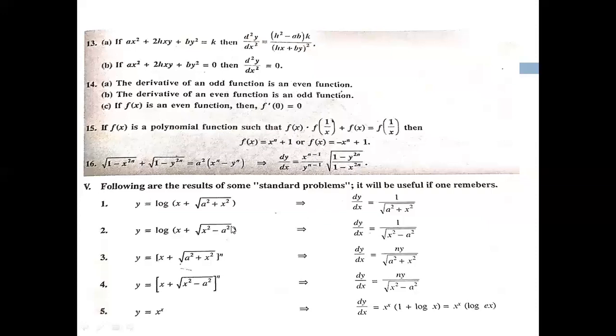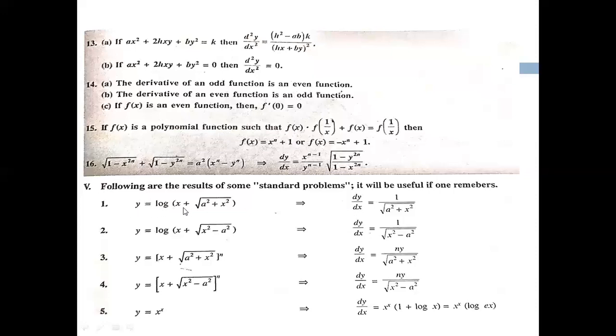See here in the exercise, we have some of the problems which have standard results. We must remember the standard results. If you simplify this, the solution will be lengthy. So try to remember the standard results.